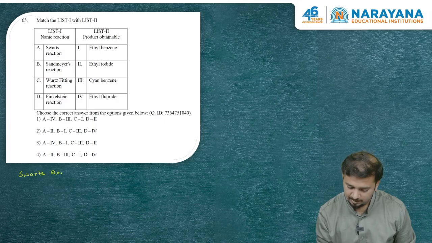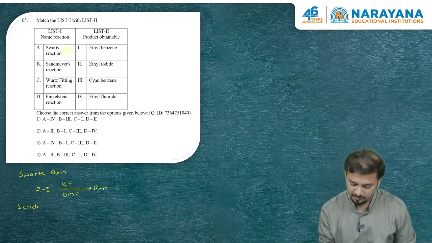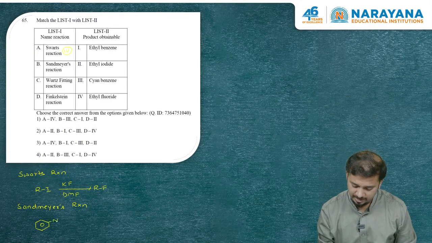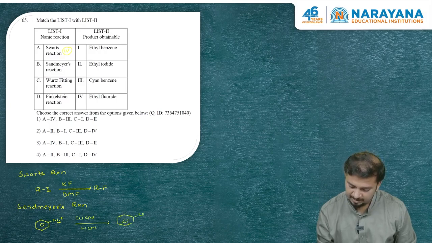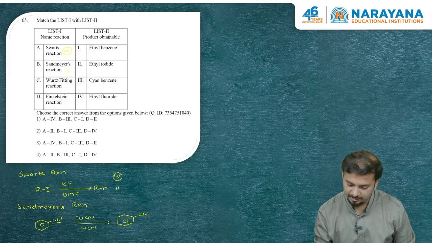Swarts reaction is R-I in presence of KF and DMF. So it will be converted to R-F. So A will be the fourth one. If you see Sandmeyer's reaction, Sandmeyer's reaction is the reaction of benzene diazonium ion. So we can write benzene diazonium ion, N2 plus. If it is treated with CuCN and HCN, it will be converted to cyanobenzene. So B will be 3. So A is 4, B is 3.